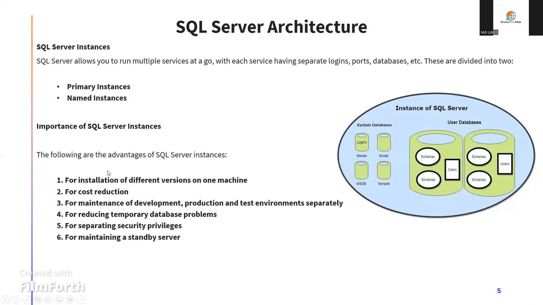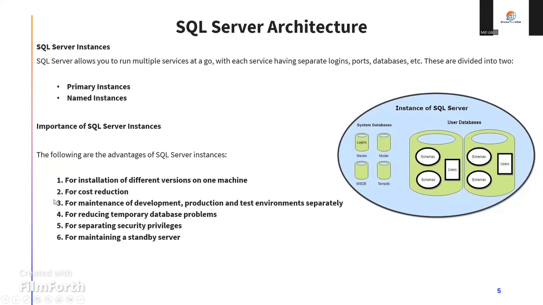Then, the following are the advantages of SQL Server instances. Why do we have these instances installed? Because there are some advantages, like installation of different versions on one machine. If you don't have named instances, then you cannot install different versions of SQL Server on one machine because it will all be mixed up. With named instances and primary instances, we can identify which version of the database is which within one system.